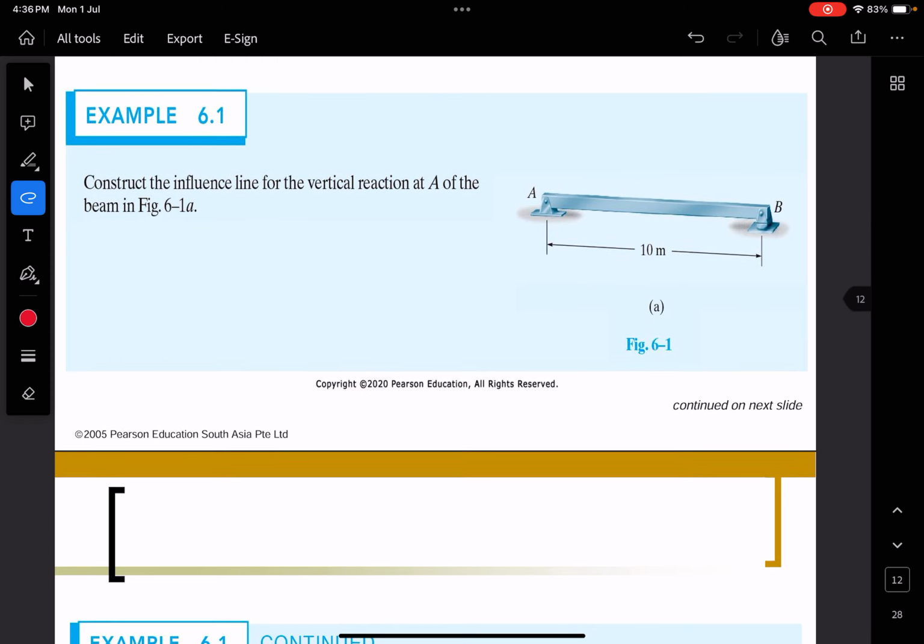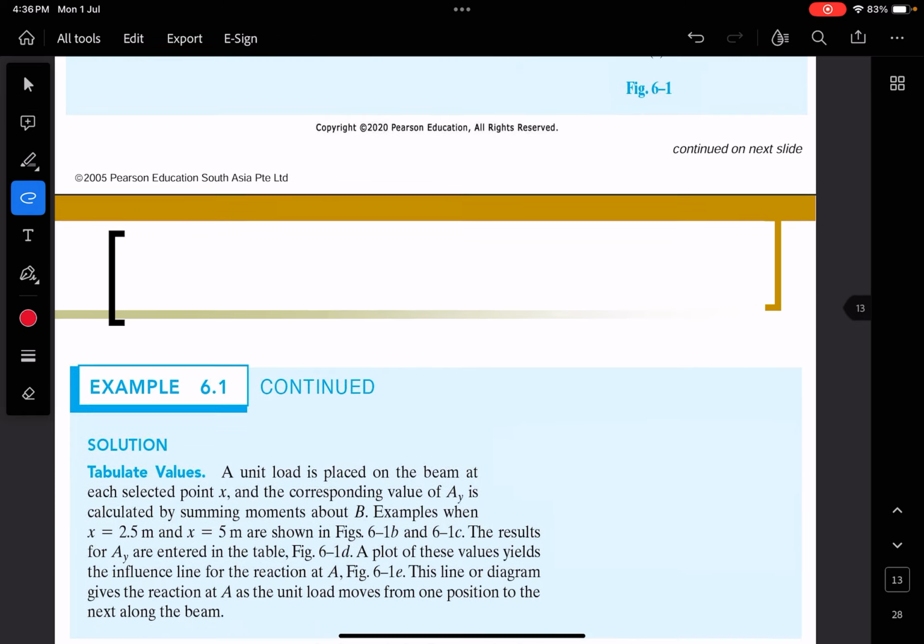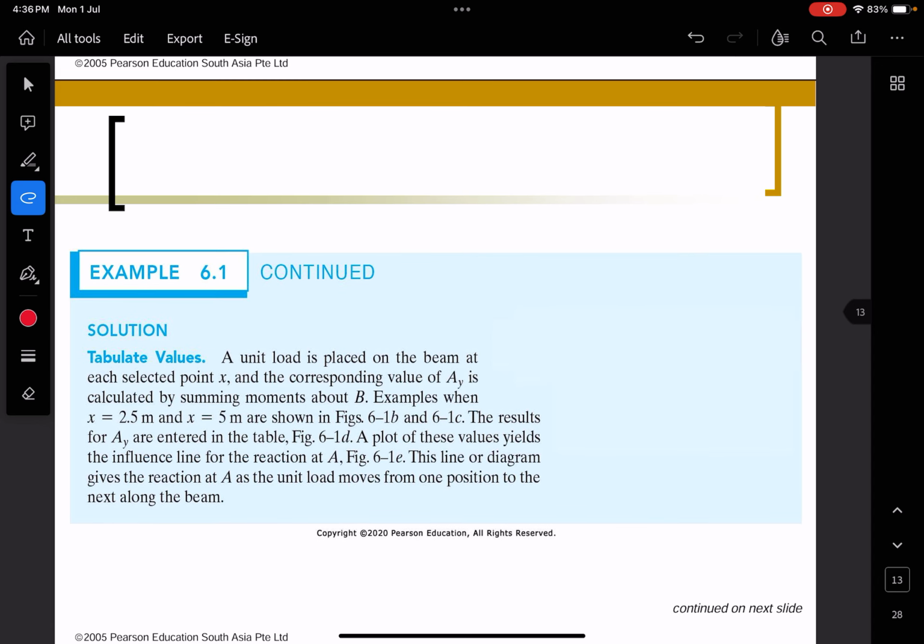Now we move to example 6.1. This example 6.1 is on page 239, so you can refer to page 239. It is a simply supported beam. Construct the influence line for the vertical reaction at support A of the beam shown in this figure. You can first choose to calculate using the first approach, tabulate values.